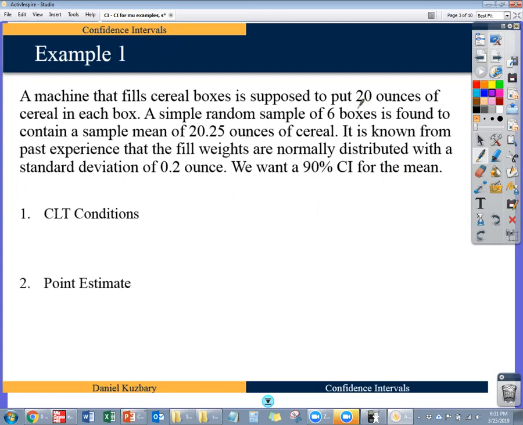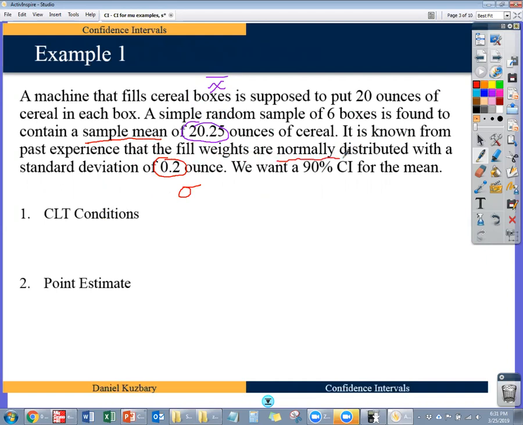Before I check the central limit theorem conditions, I want to point out that my sample mean is given right here. So this is X bar. I'm going to use red. And my standard deviation for every box that this thing's ever filled is going to be 0.2. I want you to notice that from past experience, this isn't the sample. This is just all the boxes that are filled. My standard deviation is 0.2, so this is my population standard deviation, not the sample one. This is my sample mean because it says sample mean.